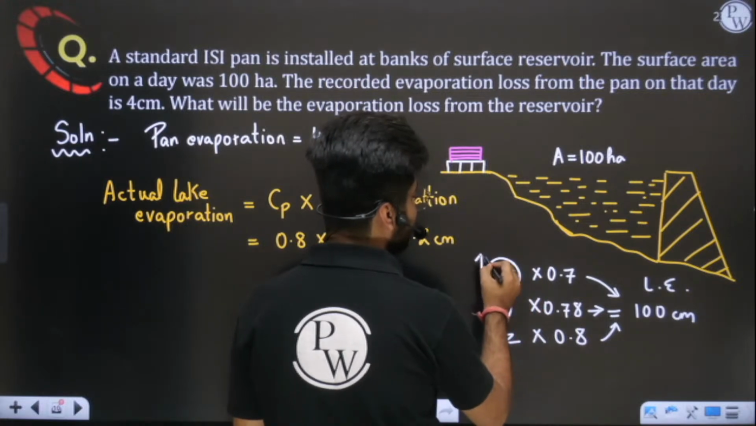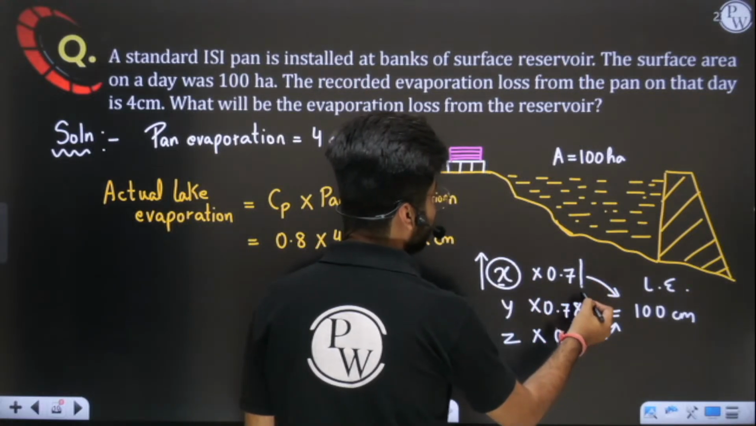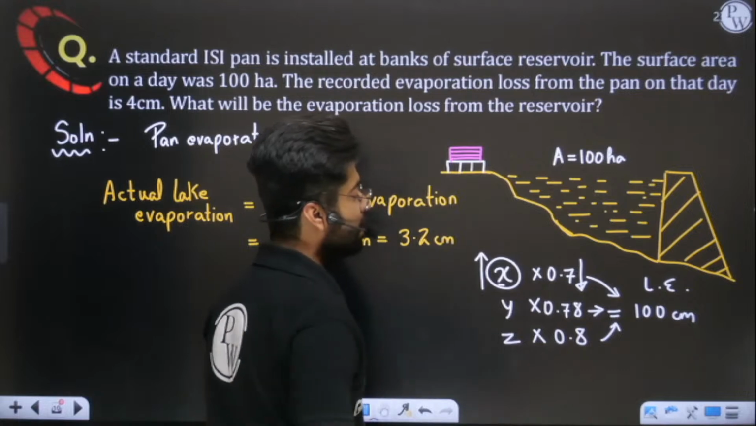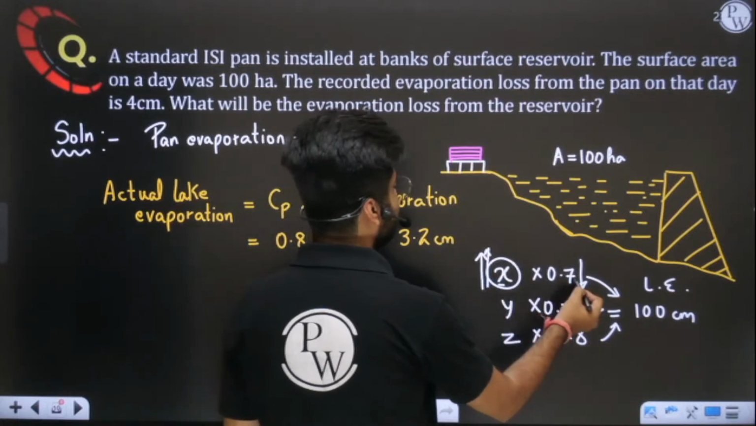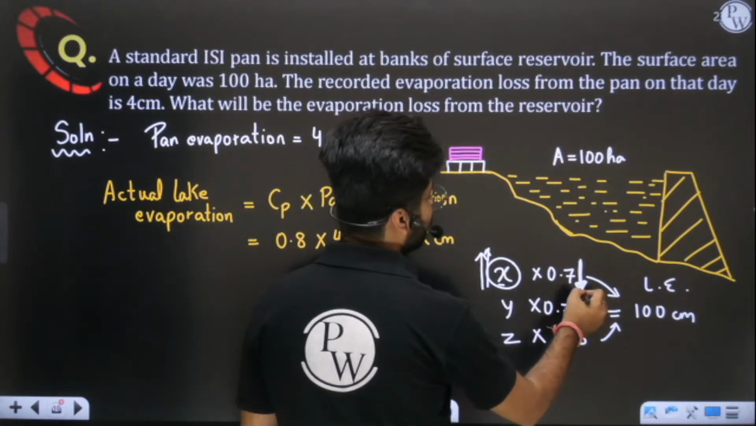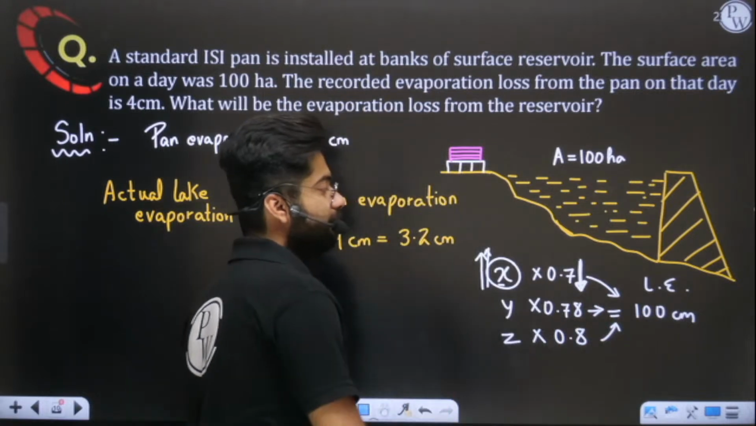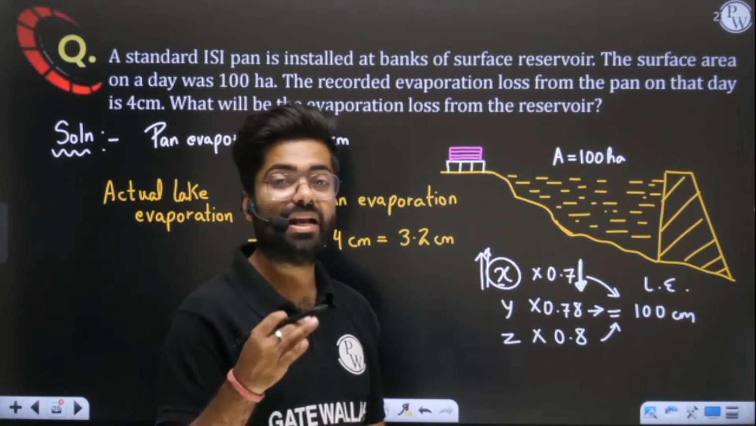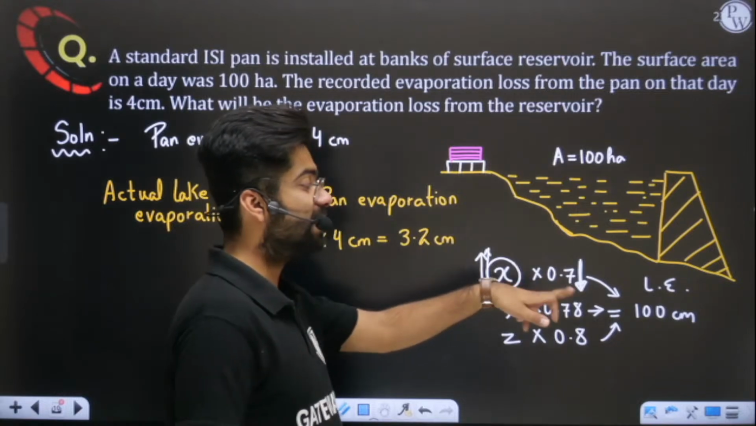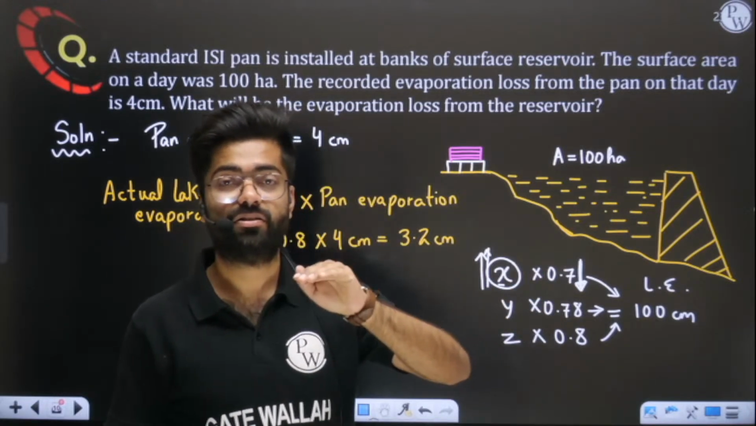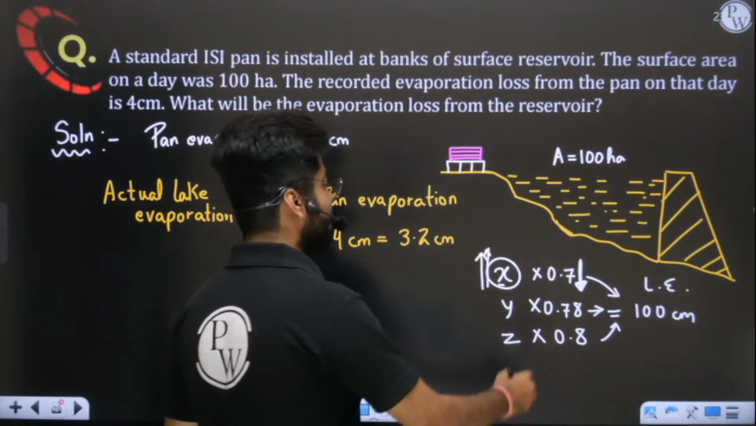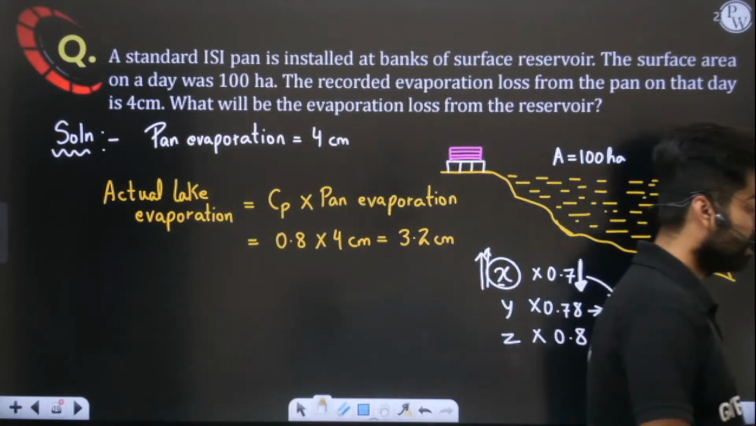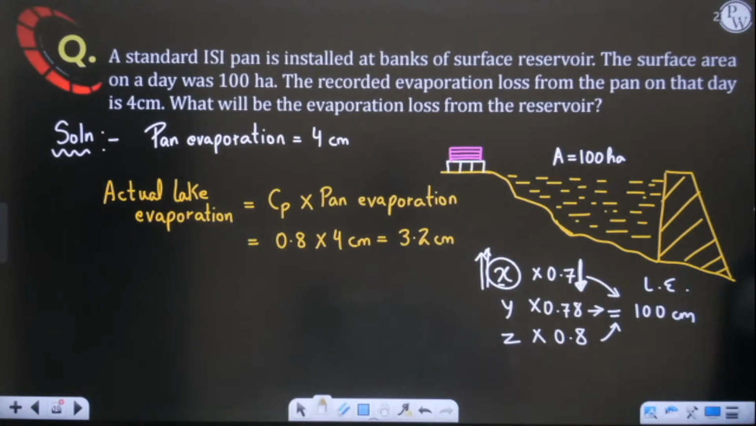Since X is highest, you have to multiply it by the least pan coefficient so that lake evaporation is the same. Because class A land pan gives you the highest amount of evaporation, that's why you have to reduce it to the maximum level. That's why its pan coefficient is less. I hope now this is clear.